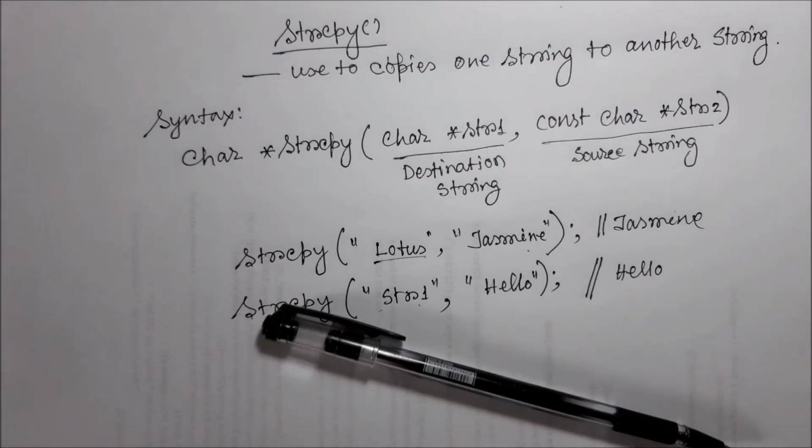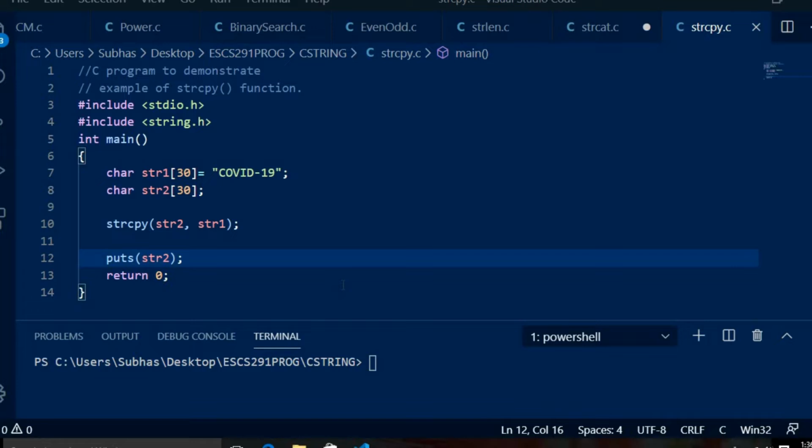So, guys, this program demonstrates an example of the strcpy function, which is basically to copy one string to another string. In this example, I have taken two character arrays, str1 and str2. The size of both strings is 30. In the first array, str1, I have just assigned a string COVID-19, and I want to copy this string to the character array str2. So that's why I call the strcpy function.